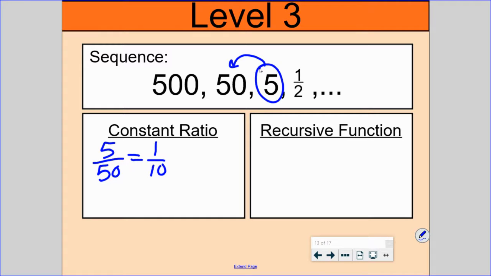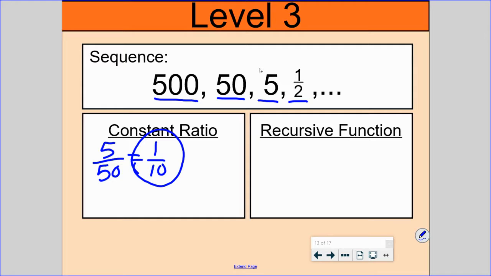Well, let's double check. Is that right? Is my constant ratio 1/10? Remind me, how do we check again? Well, we take any number, we go through and see, can I take 500 and multiply it by 1/10? Do I get 50? Take 50 and multiply it by 1/10 and you get 5. Take 5 and multiply it by 1/10 and you get 1/2.